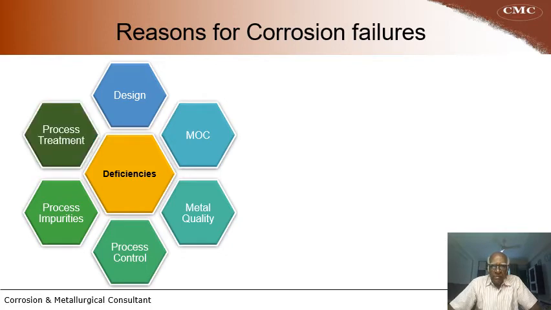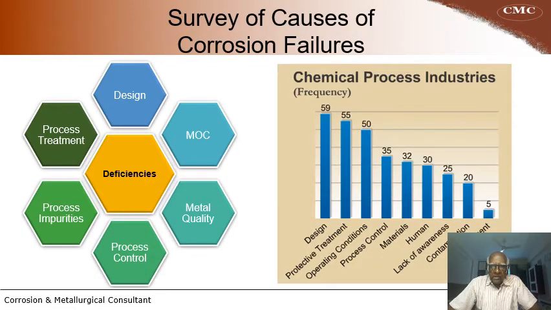A group of chemical companies has made a survey of the various reasons for corrosion failures in chemical process industries. You can notice the maximum number of failures have been due to design. There are other causes like lack of protective treatment, quality in materials, quality in operating parameters, loss of awareness, etc. We will talk case studies arising from some of these causes.